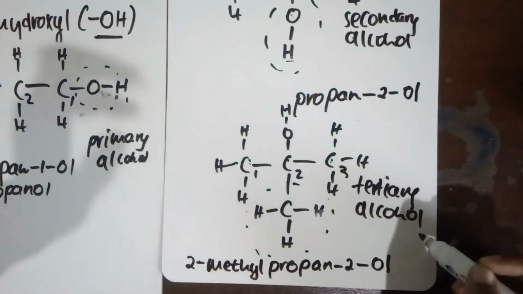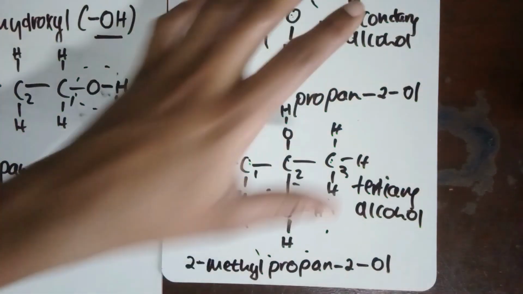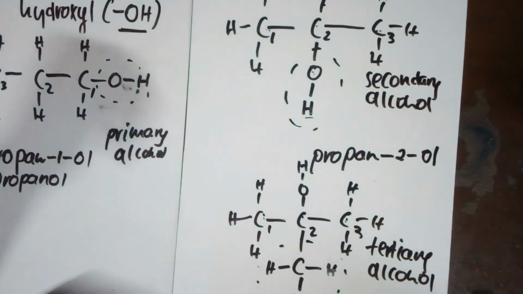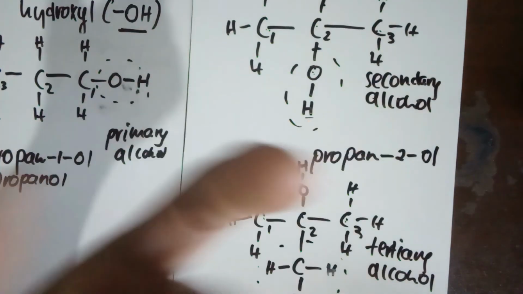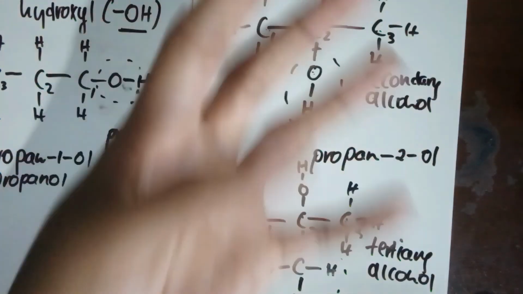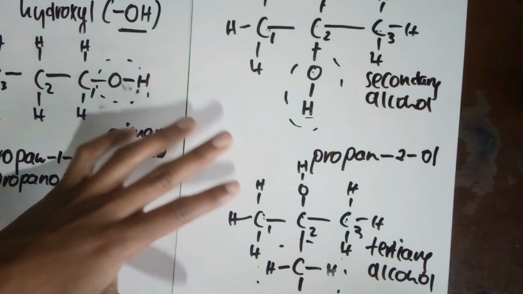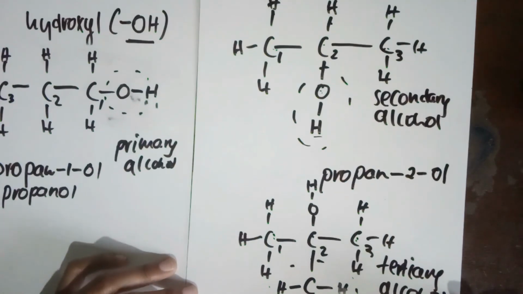So it's very important for you to be able to identify your primary, secondary, and tertiary alcohols, to be able to name them as well. I can't possibly do everything. This is just the tip of the iceberg, but the rules are pretty much consistent in terms of IUPAC naming.